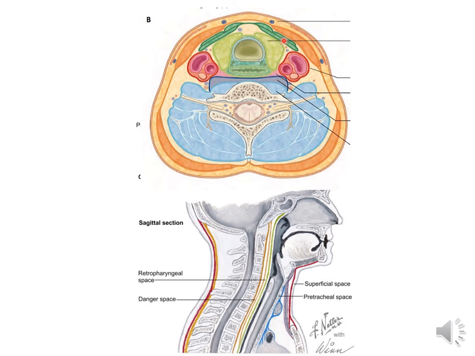But the infection between the investing layer and the visceral part of the pretracheal fascia can easily spread into the thoracic cavity anterior to the pericardium. Also, if this infection passes anterior to the trachea, it might enter, as I told, into the anterior mediastinum, and if it passes posterior to the oesophagus, it might enter the posterior mediastinum.